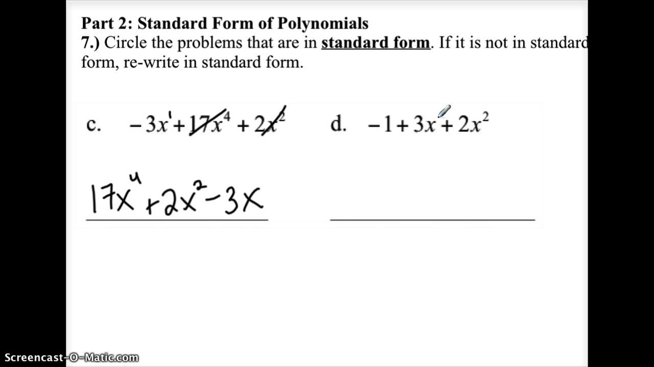And example D, remember this x that doesn't have a power is a 1. So let's see, there's a constant, a power of 1, a power of 2. Power 2 is the highest, so put it first, then followed by the 3x. And then because it's a negative 1, we're actually going to write minus 1 when we write it in standard form.